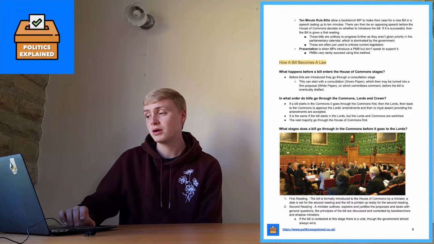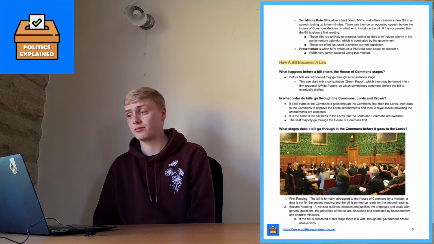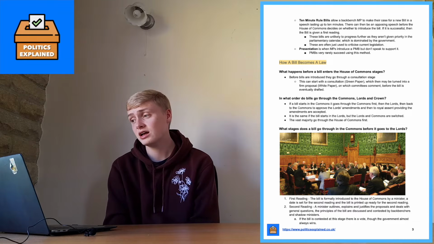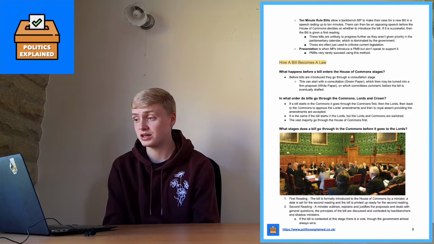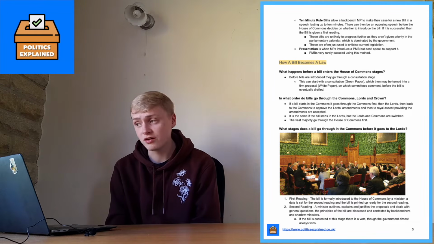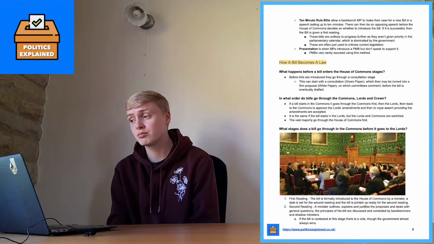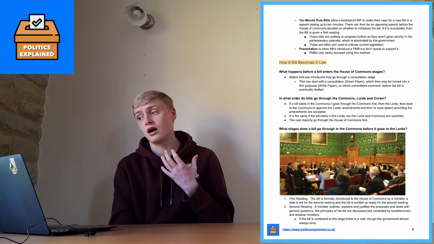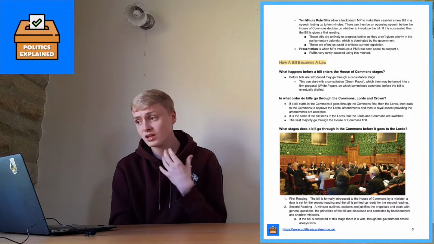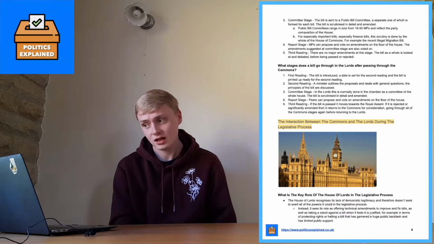So what stages does a bill go through in the Commons before it goes to the Lords? The first thing it has is a first reading, where the bill is formally introduced to the House of Commons by a minister. A date is set for the second reading, and the bill is printed up ready for the second reading. The second reading is when a minister outlines, explains, and justifies the proposal and deals with general questions. The principles of the bill are discussed and contested by backbenchers and shadow ministers. If a bill is contested at this stage, there is a vote that the government almost always wins. Then it goes to the committee.